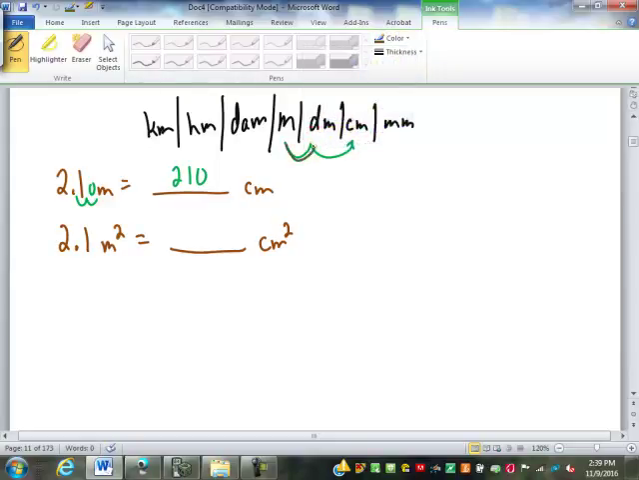Well, we still moved 2 spots to the right on the chart, but because it's squared, what did that do to our decimal places? 2 spots on the chart becomes how many decimal places? We double it, right? So it's going to be 4 decimal places. So 2 spots on the chart, we have to move the decimal point 1, 2, add zeros, 3, 4. Because the units are squared, we have to double the number of decimal places we move. That's 21,000.